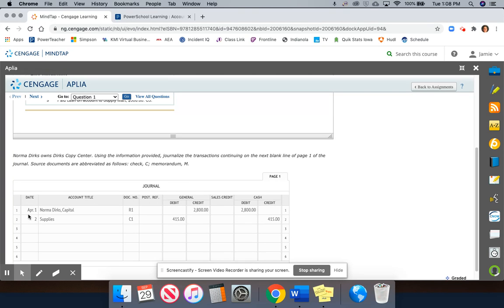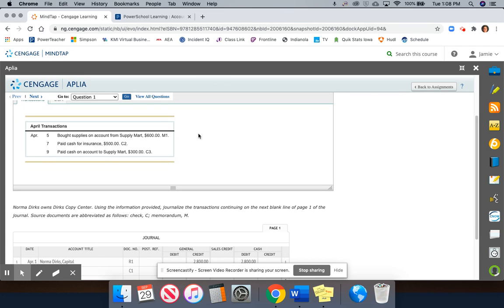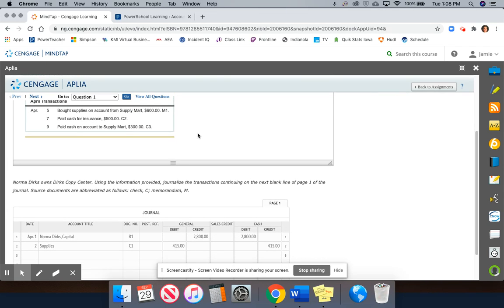Okay, so our first transaction, we bought supplies on account from Supply Mart, $600 M1. Bought supplies, okay, so I know we're gonna have supplies, and then on account from Supply Mart. So we bought something and we're eventually gonna pay for it. So that's accounts payable. So this is the situation where we're gonna have to do a 2-line entry because we're not using any of our special columns.